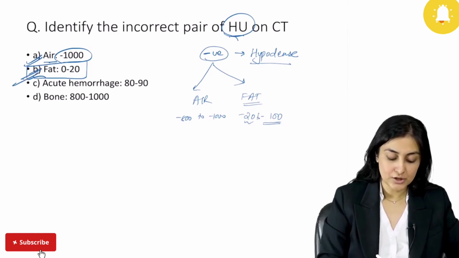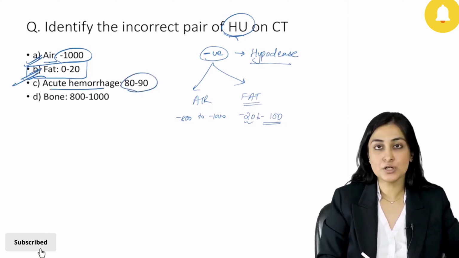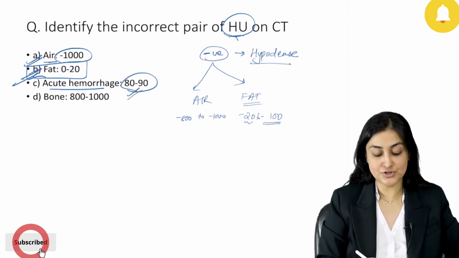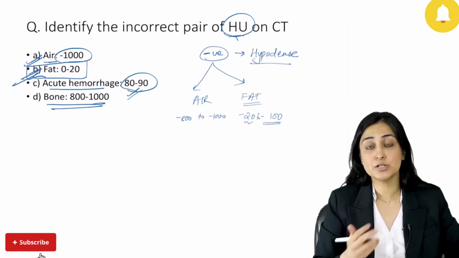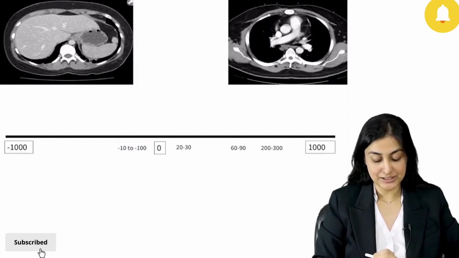So this is wrong. Acute hemorrhage is going to be hyperdense. It's going to be white. So it will have an HU of 80 to 90. Bone is going to be very, very white, hyperdense, with a high Hounsfield unit.